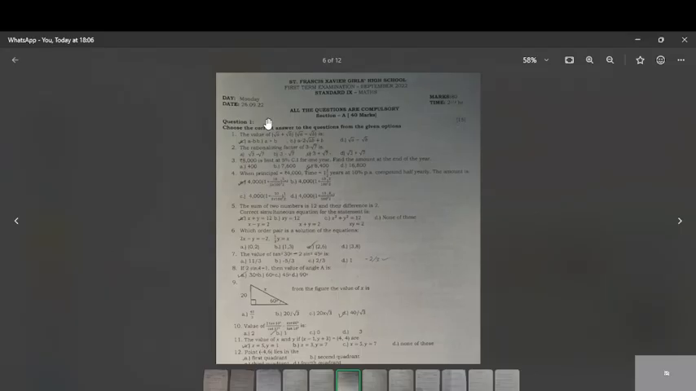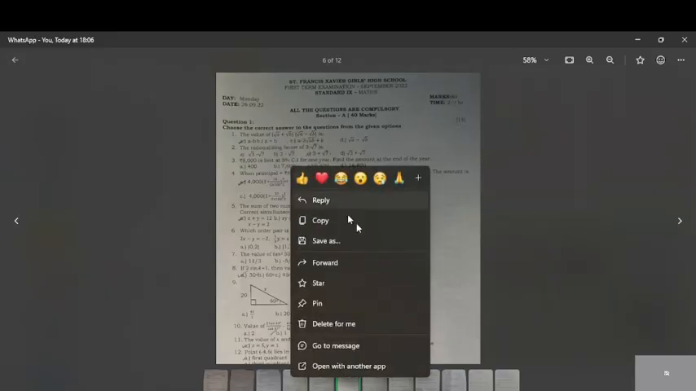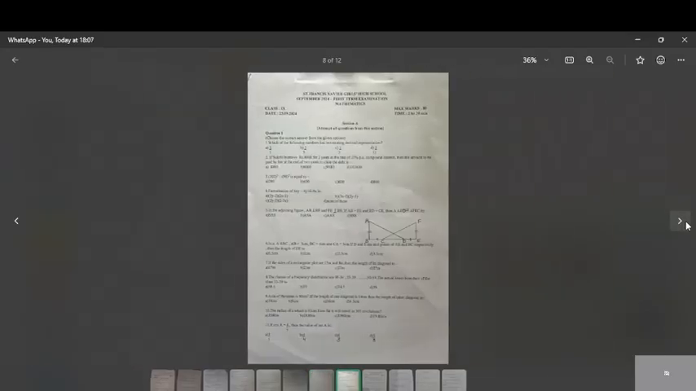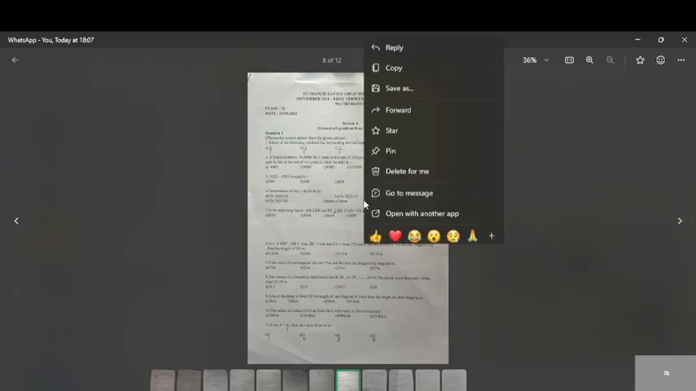They didn't send it in the group. Okay, fine. If you have, just ask in the groups, ask any of your friends. If you have, send it to me. Okay, this is 2023. Wait, let me see the other paper. 2024 is given. 2024, how many marks? 80 marks. We'll do this.